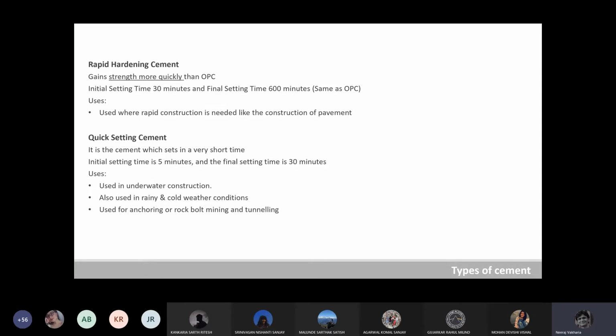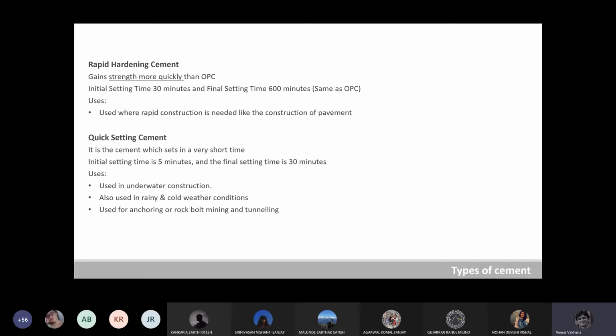Another cement is quick setting cement. You have to understand the difference between these two cements which will form concrete. Rapid hardening means it gains strength quickly, and quick setting means it sets quickly. Achieving the required strength may take the usual time, but it sets quickly. So the curing period may change.